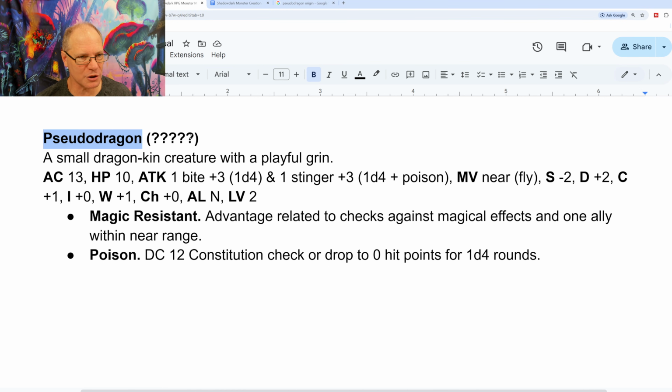Anyway, so I'll put question marks here. A small dragon can dragon-like. It's not a dragon-like, it's a small dragon with a playful grin.